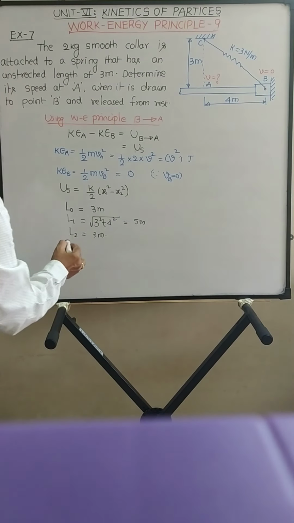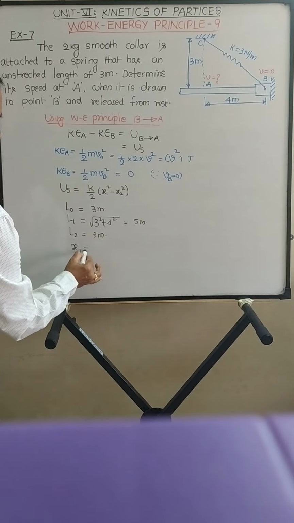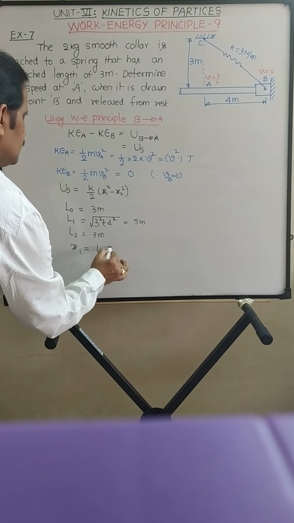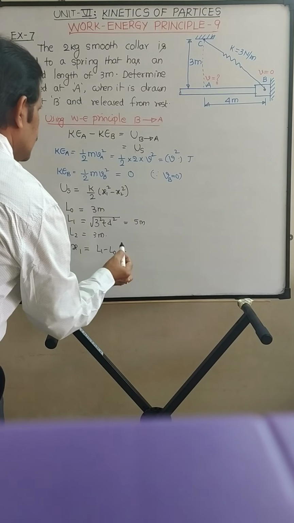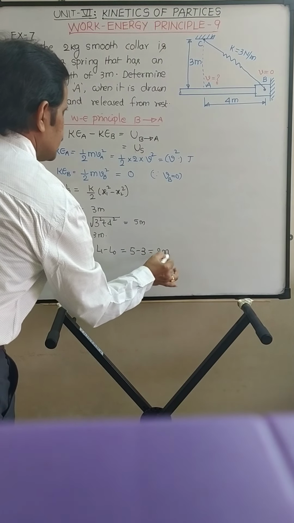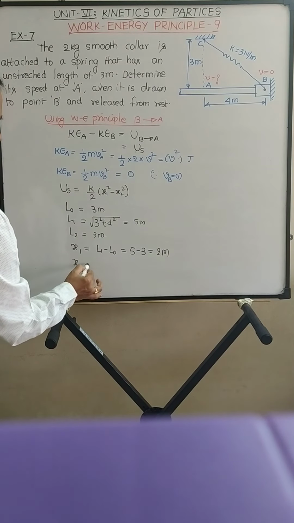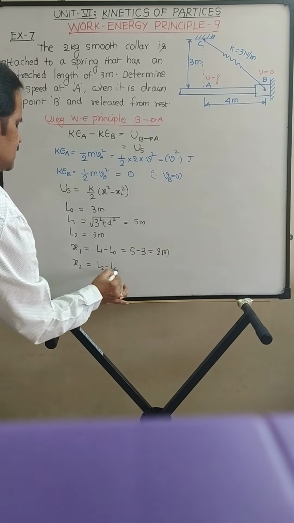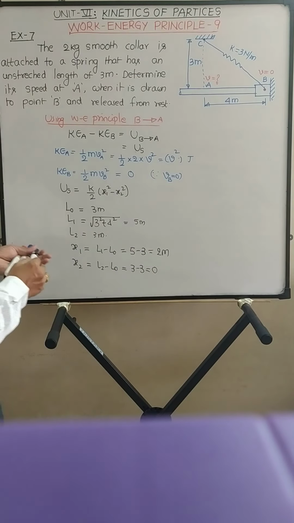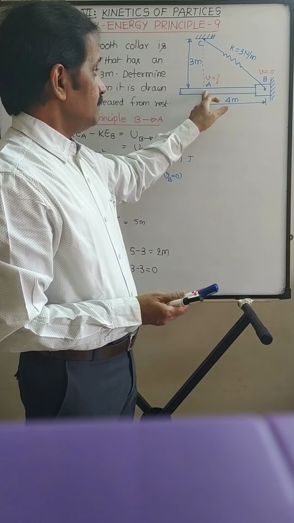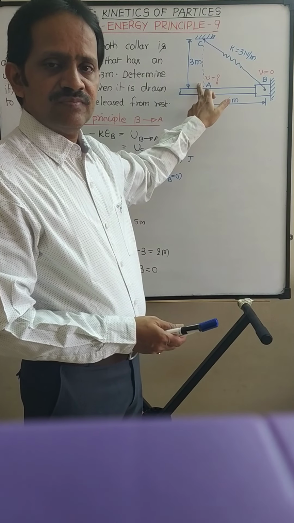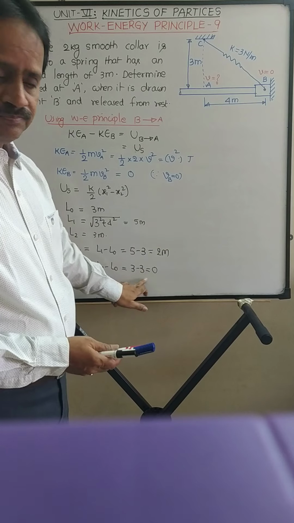Right. Now x1. What is the meaning of x1? Deformation of the spring in the first position. That is L1 minus L0. So L1 is 5 meters, L0 is 3 meters. That is equal to 2 meters. x2, deformation in the second position, is L2 minus L0. L2 is 3 meters, L0 is 3 meters. That is 0. Because when the collar is reaching A, the spring becomes unstretched. The length of the spring will be 3 meters. Right? So the deformation is 0.